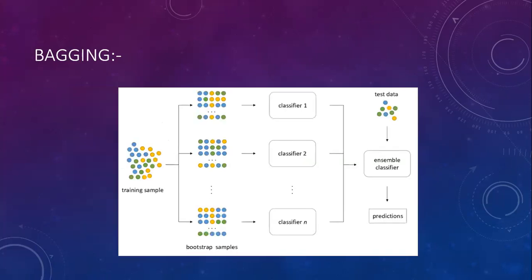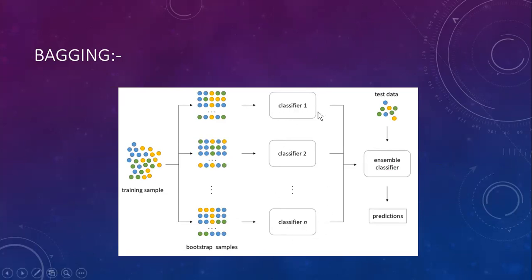Then comes bagging. In bagging, suppose there are 100 observations in a data set, and I randomly select 500 rows, 500 samples, and give them to classifier one. Then again, randomly selecting 500 from this data set and giving them to classifier two. Similarly, giving another 500 from this data set to classifier number three.